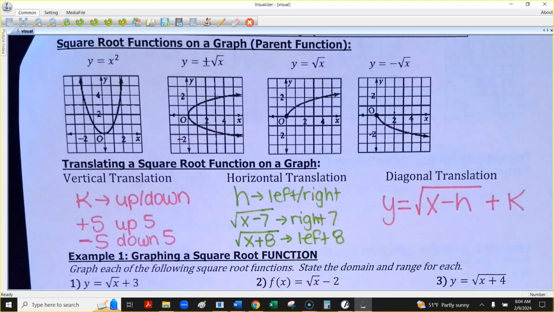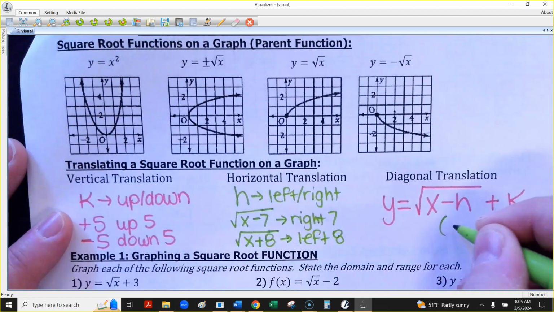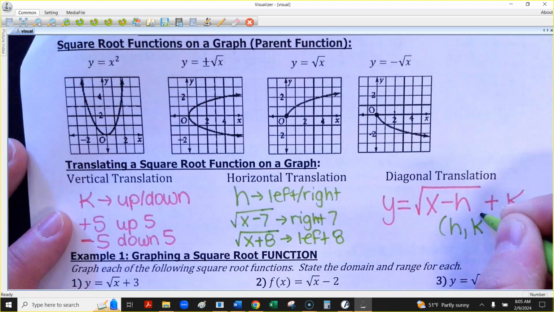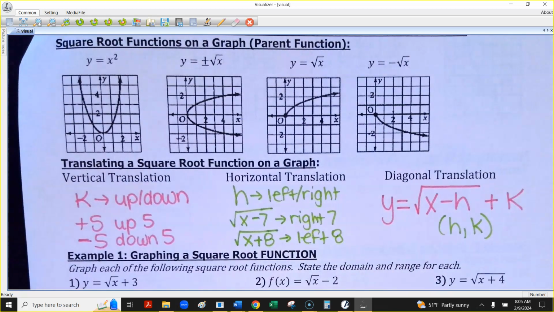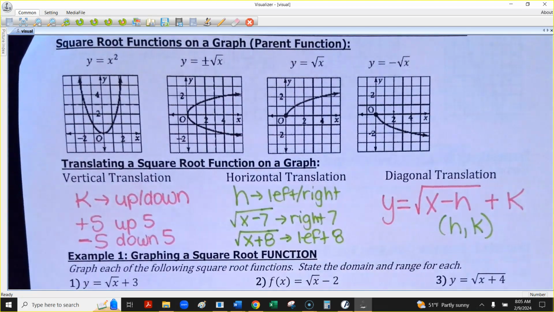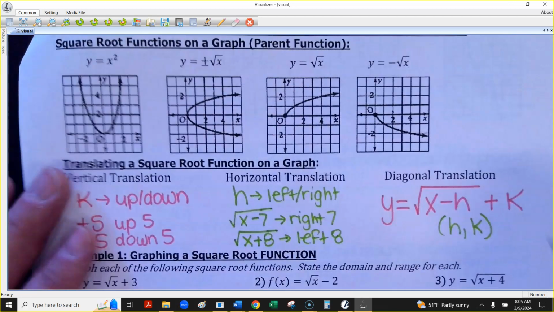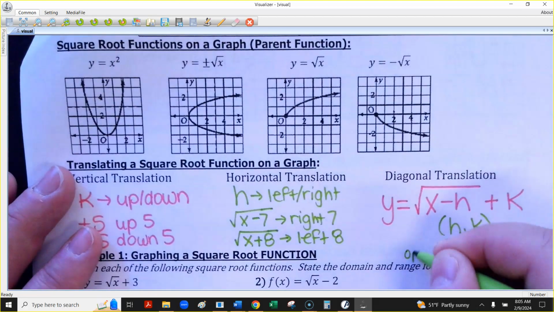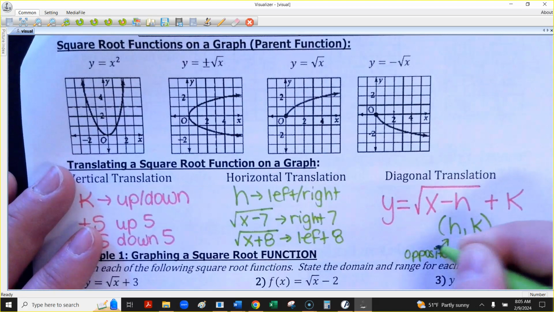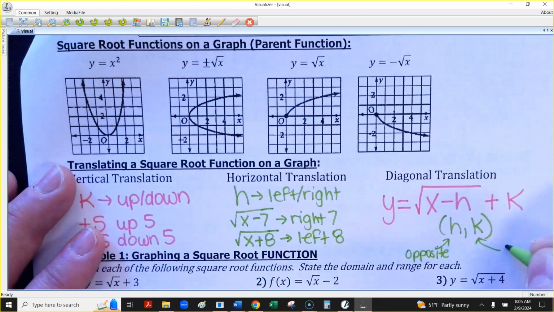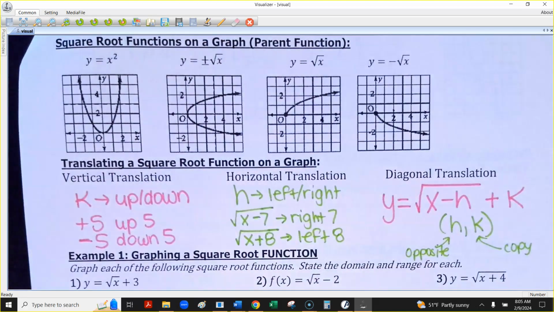Whatever is outside, that's going to be the y coordinate of where you start the point, and it goes up or down, and it'll just be whatever that number is. You're going to copy it. So the actual starting place would be (h, k). That'd be where you would start your square root. And like I said, whatever the h is, it's the opposite of what it looks like. And whatever the k value is, you're just going to copy that number.